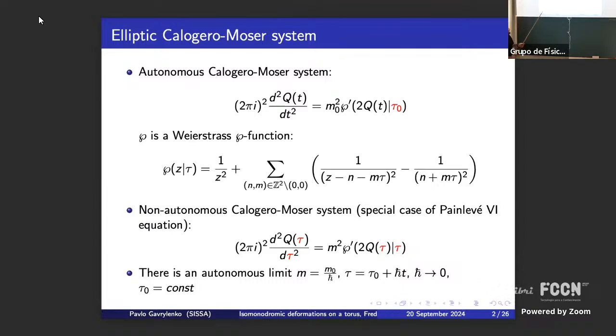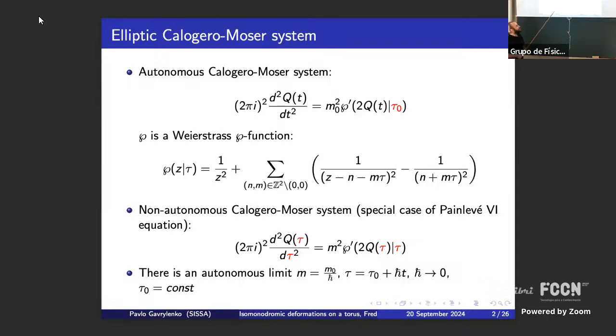So basically, it is this equation. It is just a particle moving in the potential given by the Weierstrass function. And the time in this problem is the modular parameter of the torus. So it is a non-autonomous system. And if you want to take the autonomous limit, it is possible. We should say that the coefficient in front of the potential becomes very big.